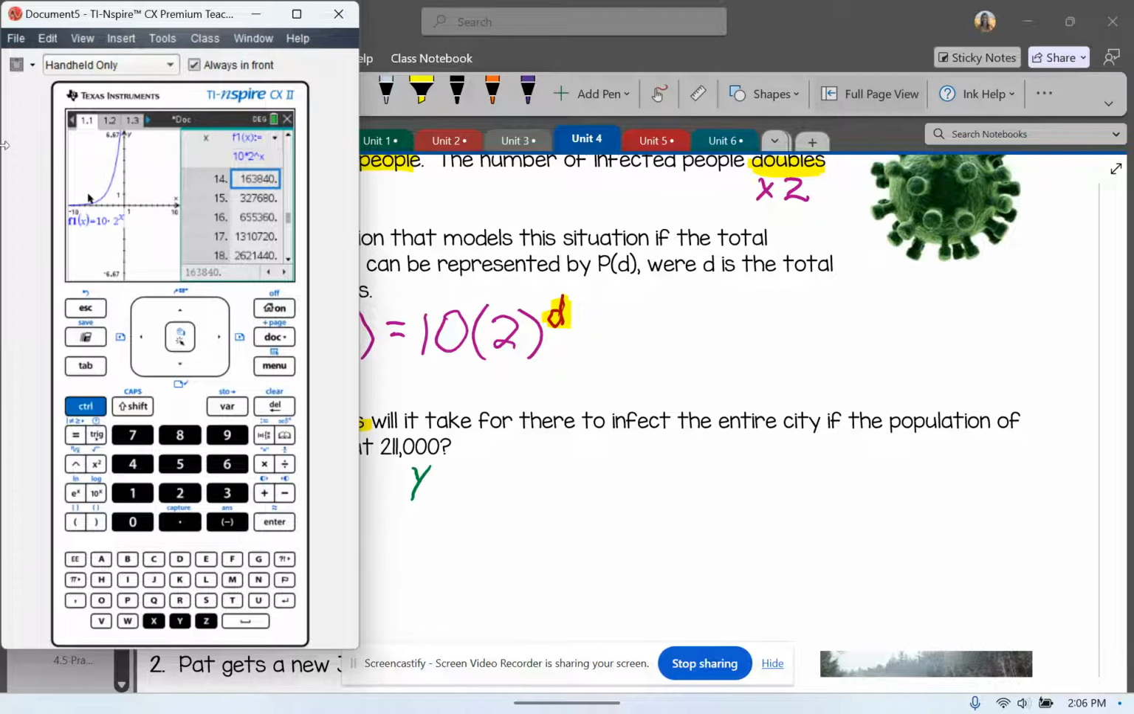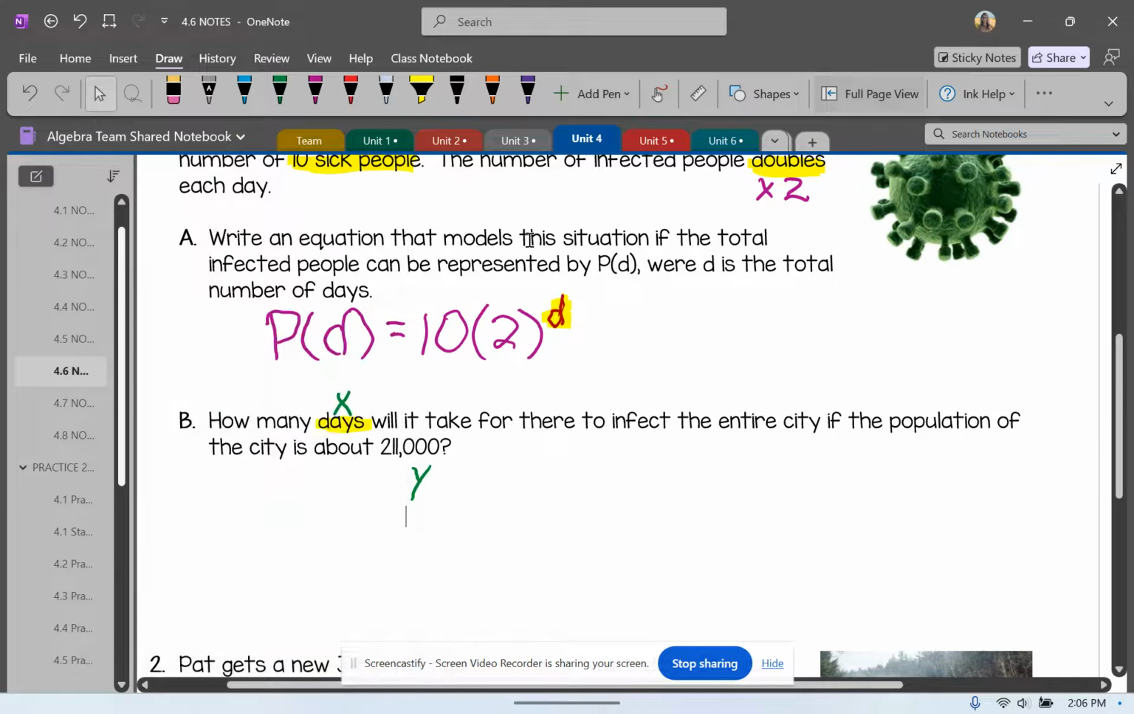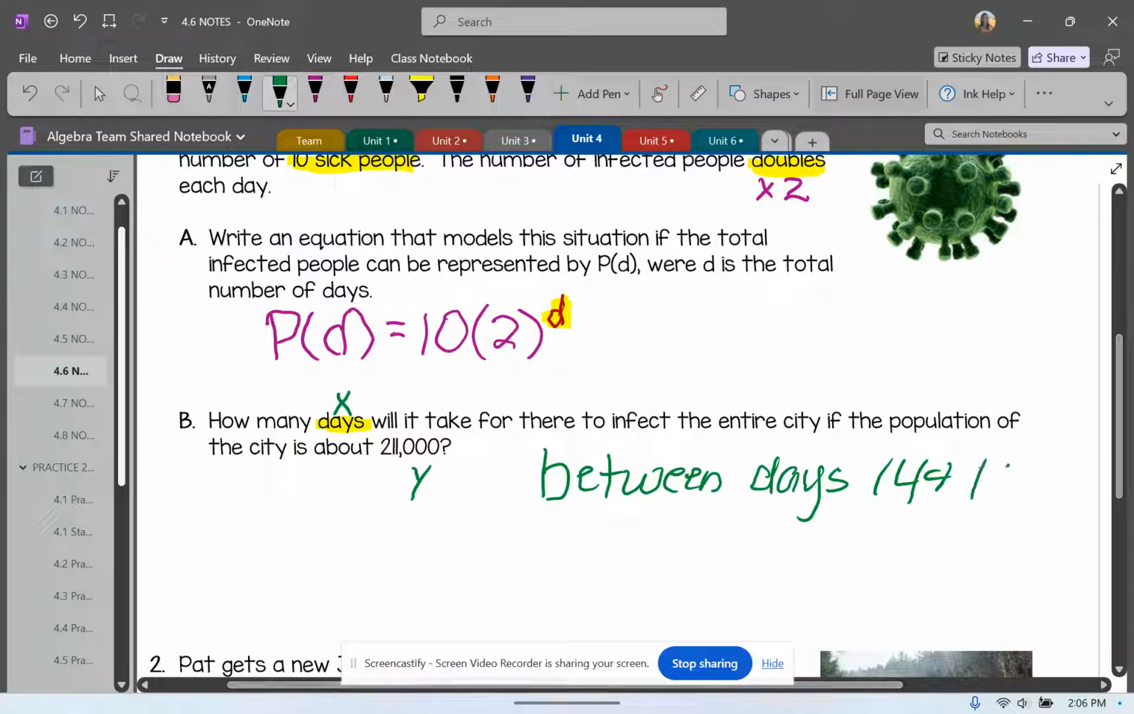So when does this actually happen? I think the best way to say it is between days 14 and 15.